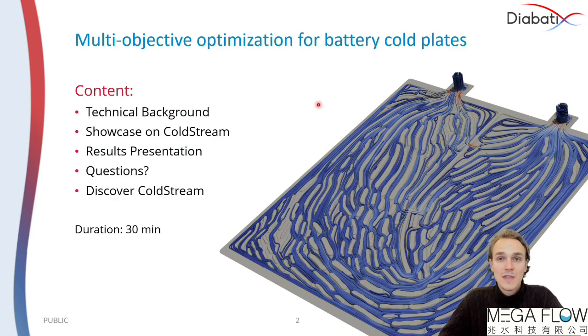So to provide you with a quick agenda on what we will be covering today, first, I'm going to give you a technical background on setting up multi-objective optimizations. Then I will actually do a case setup start to finish on ColdStream for this very cold plate that we're optimizing. I will do a results presentation of the cold plate, of which you already get to see a sneak peek here. Then we'll have time for some questions. And at the end of the webinar, I'll provide you with some information on how you can get started with generative design already today and how to stay in touch with us.